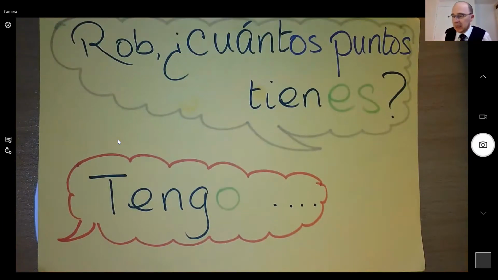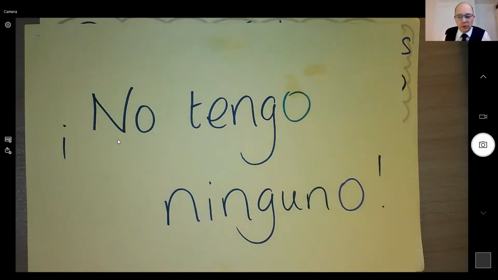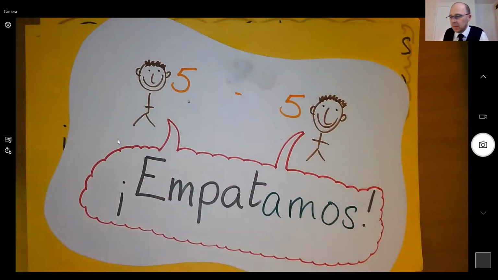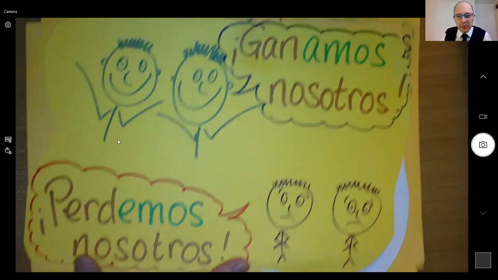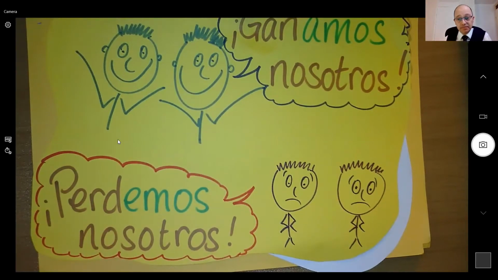So we've had ¿cuántos puntos tenéis? Rob, ¿cuántos puntos tienes? And this is at a stage in the routine where they'll get individual points as part of a team. Tengo. And they get used to the fact that if they hear this question with tienes, I'm going to come back with tengo. If they hear it with tenéis, I'm going to come back with tenemos. No tengo ninguno, or je n'ai aucun point. Empatamos, ganamos nosotros, o perdemos nosotros at the end of the game.